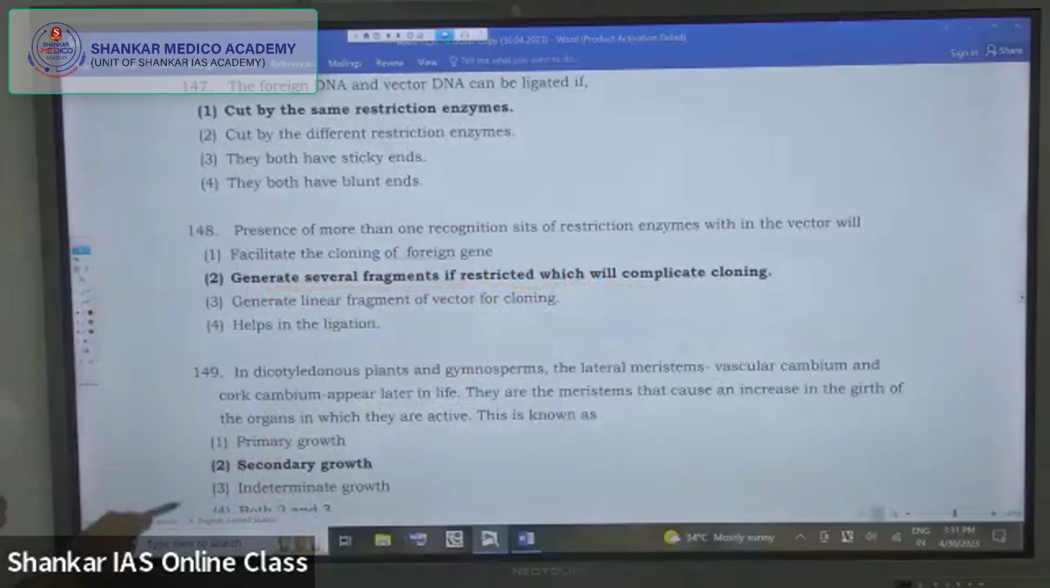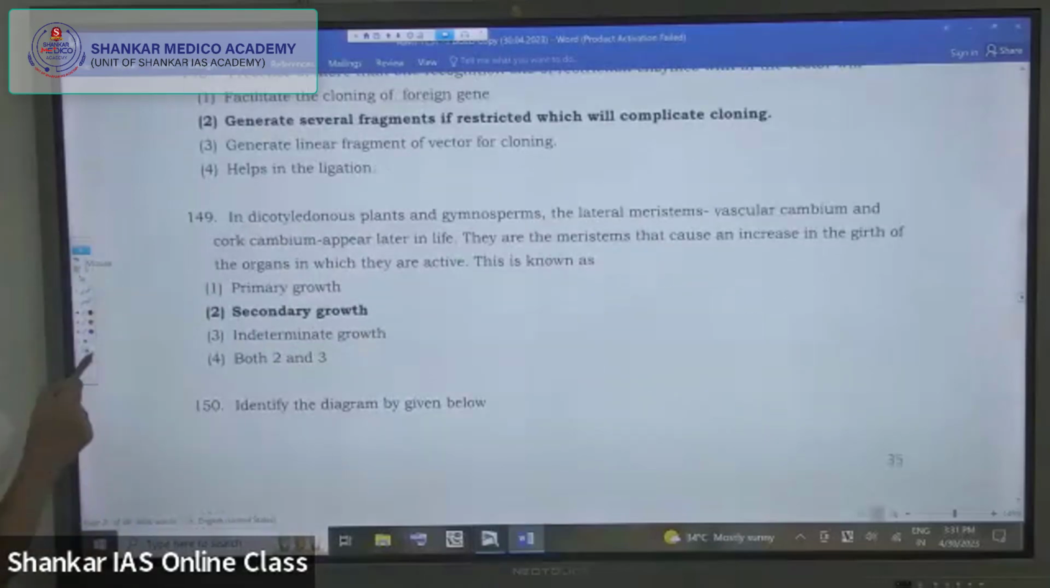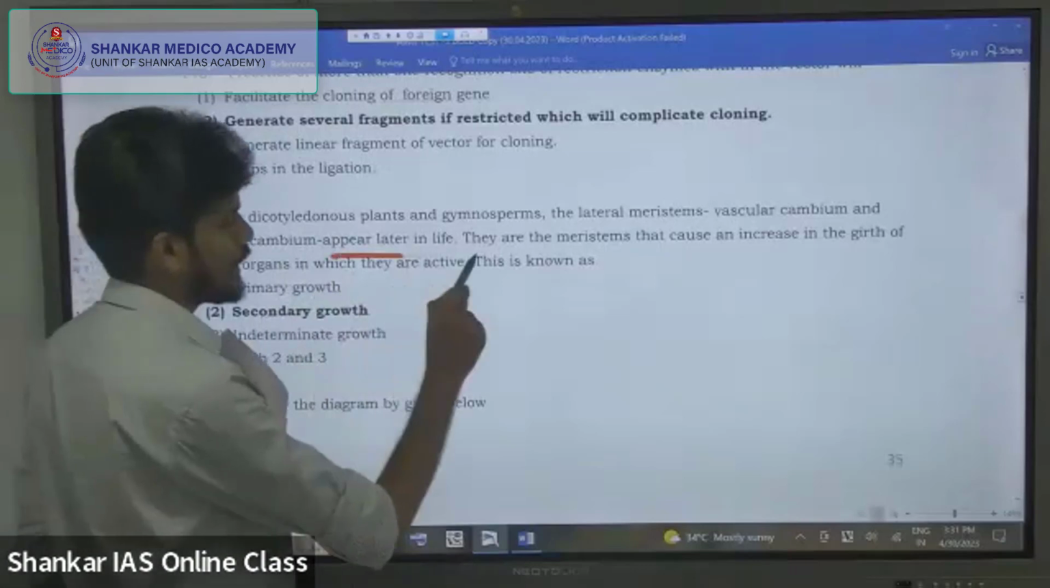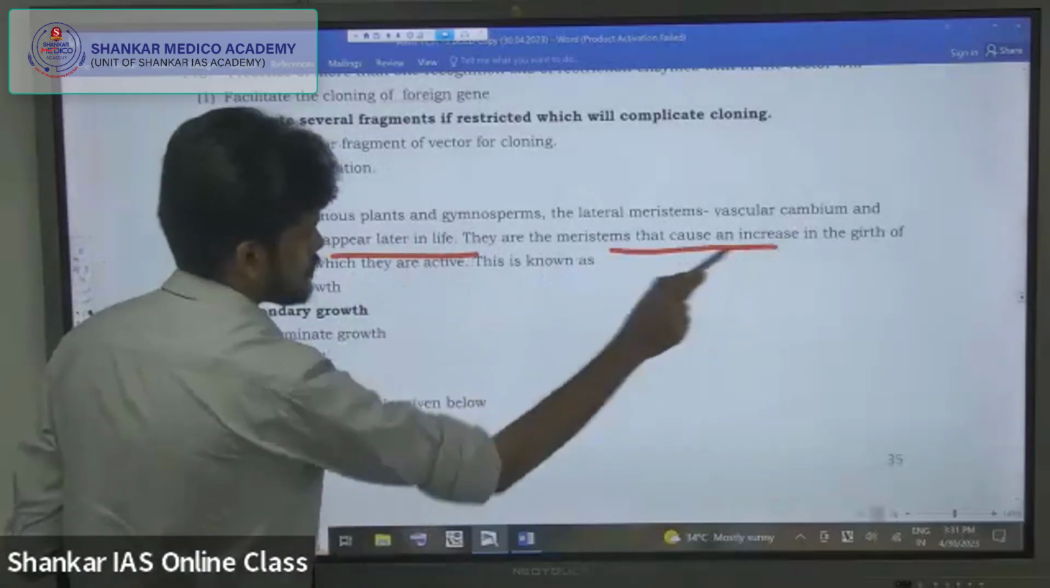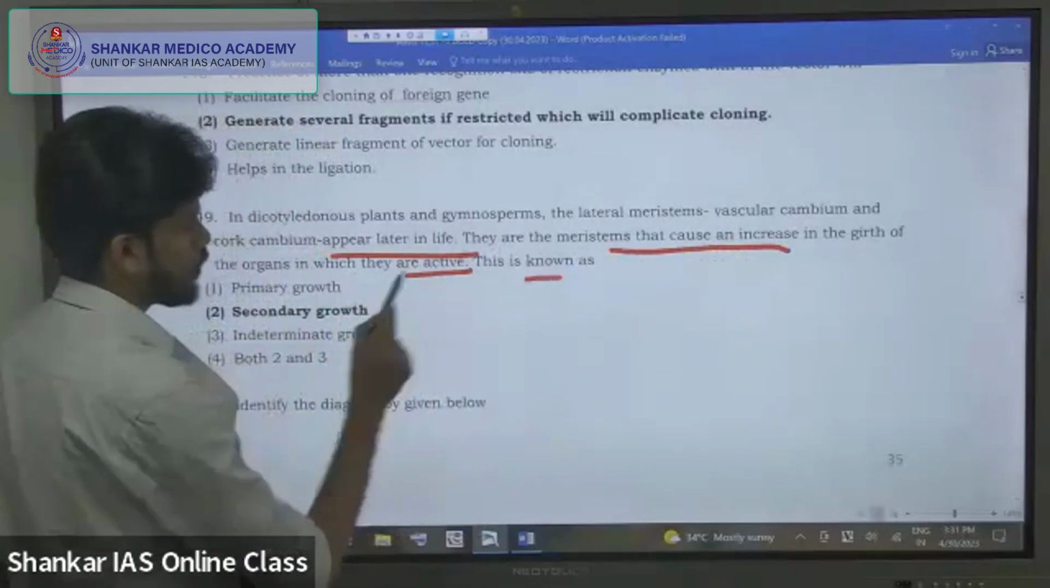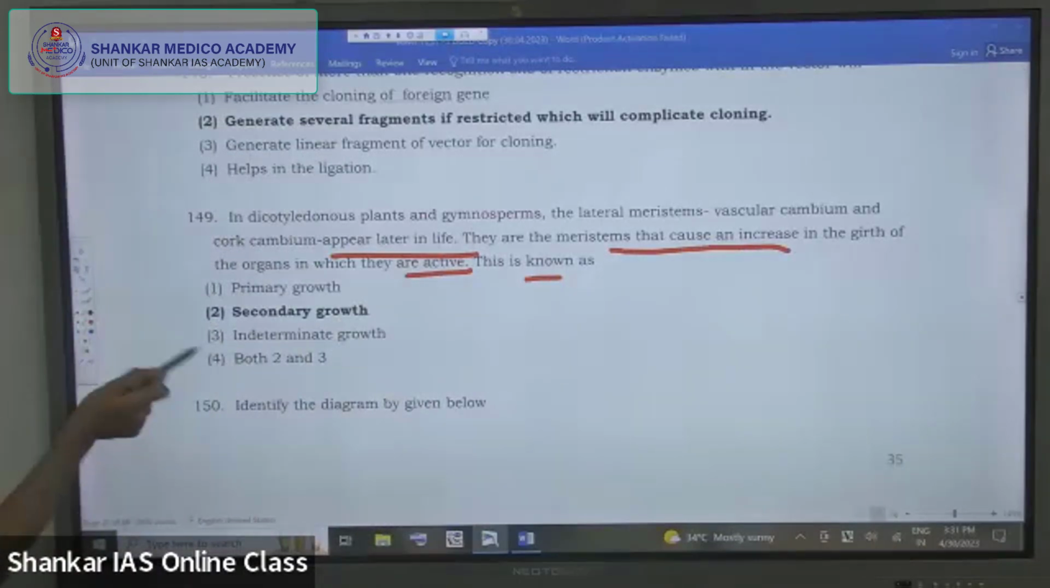Okay. Then in dicotyledon plants and gymnosperm, lateral meristems will appear later in life. So these meristems will be helpful to increase the girth of the plant. What about this condition? So this will be responsible for the secondary growth.